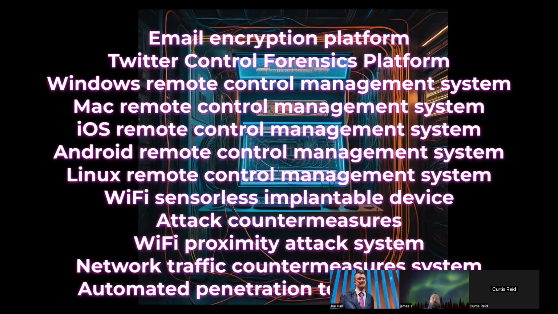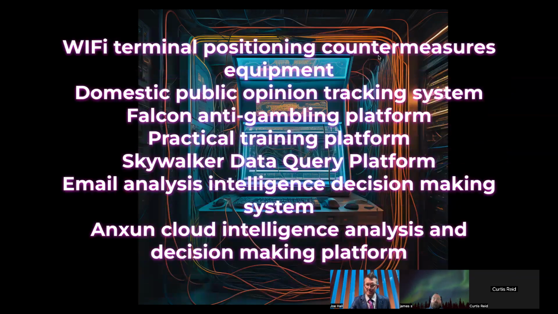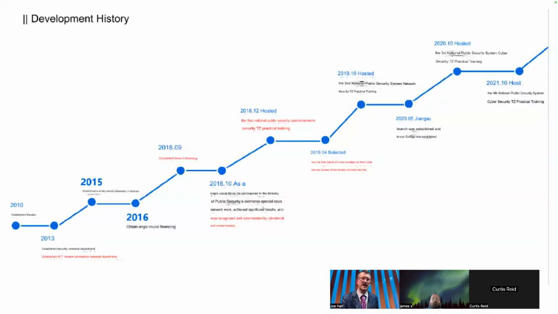They also have an email encryption platform, a Twitter control forensics platform, Windows remote control management system, Mac remote management system, iOS remote control, Android remote control, Linux, Wi-Fi sensorless implementation device, attack countermeasures, Wi-Fi proximity attack system, a network traffic countermeasure system, automatic pen testing system, Wi-Fi terminal positioning countermeasures equipment, domestic public opinion tracking system, Falcon anti-gambling platform, practical training platform, Skywalker data query platform, that one's spooky, email analysis intelligent decision-making system, and the Noxud cloud intelligence analysis and decision-making platform.